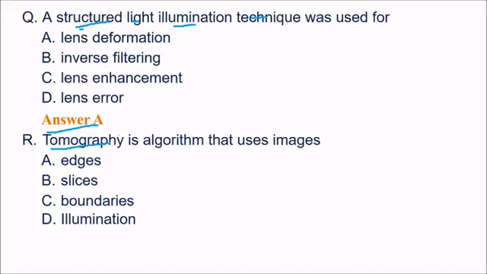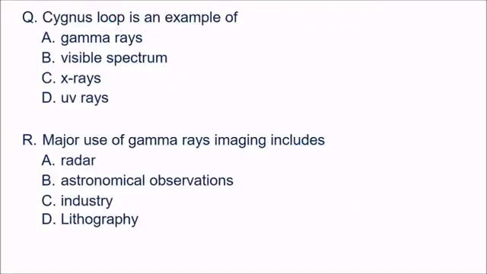Tomography is an algorithm that uses images. These are four options for you, and the answer is B, slices. Tomography is an algorithm that uses images like slices, image slices.